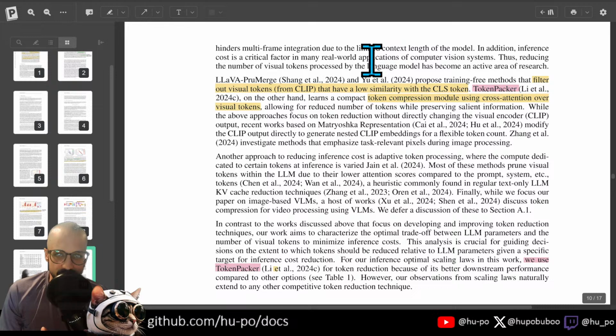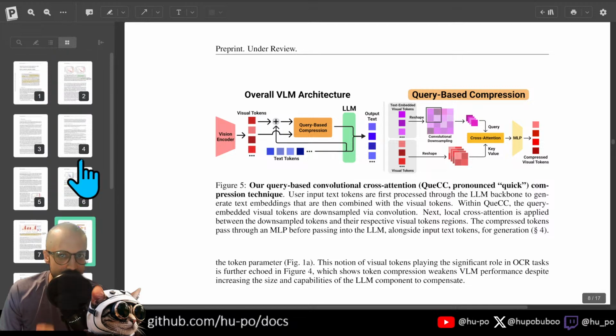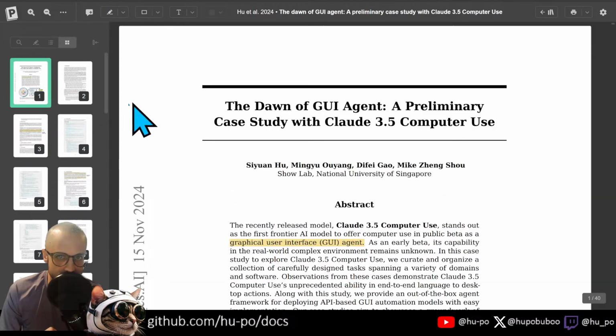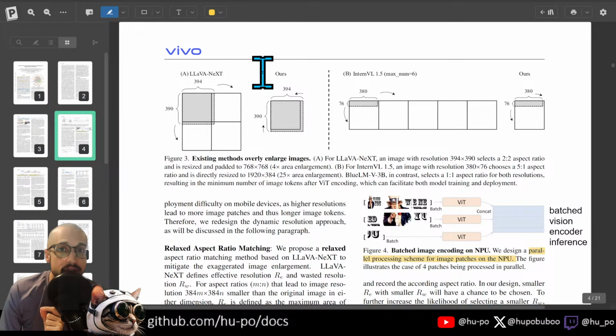So you can either filter out visual tokens with low similarity with a class token, or you can do token packer, which is what they're using in this paper, a token compression module using cross attention over visual tokens. So you're basically using cross attention to filter down the amount of tokens, right? You can look at the tokens that have high attention scores, probably related to something, probably important, therefore you keep them. So that's how they're actually reducing the number of tokens. It's not like they're using a smaller vision encoder. They're using the same size vision encoder. They're just reducing the total amount of tokens.